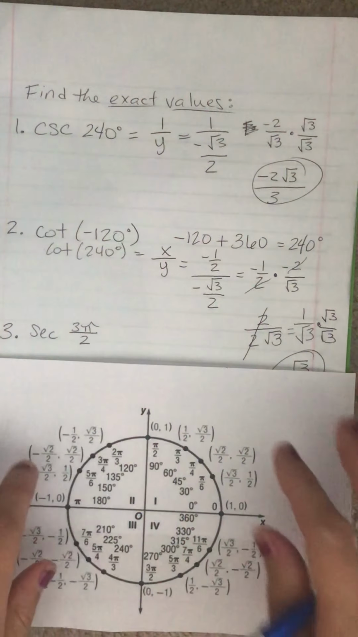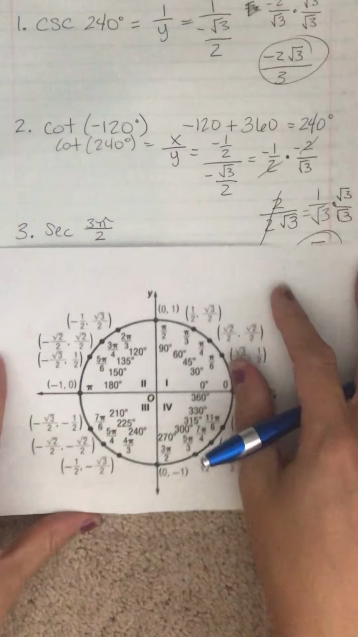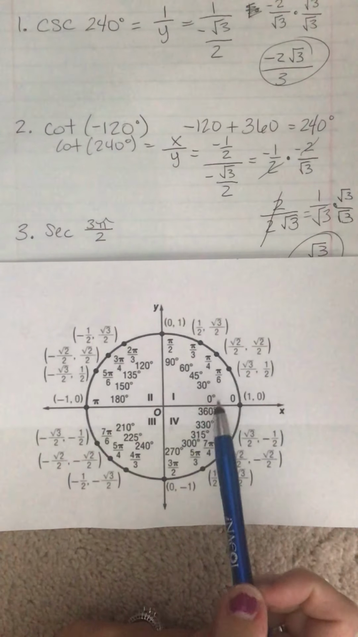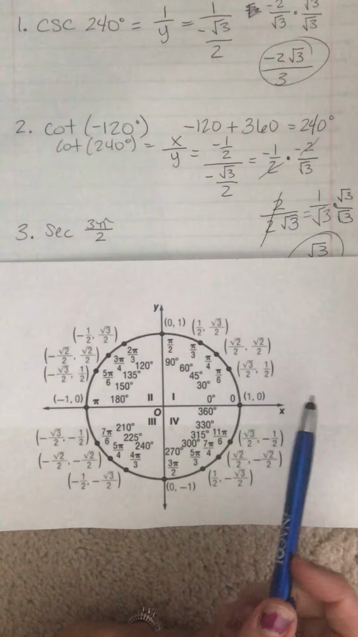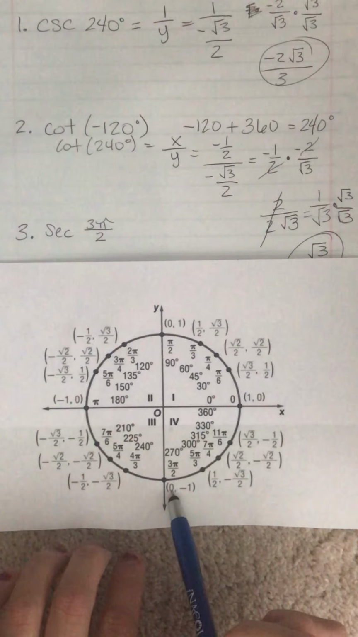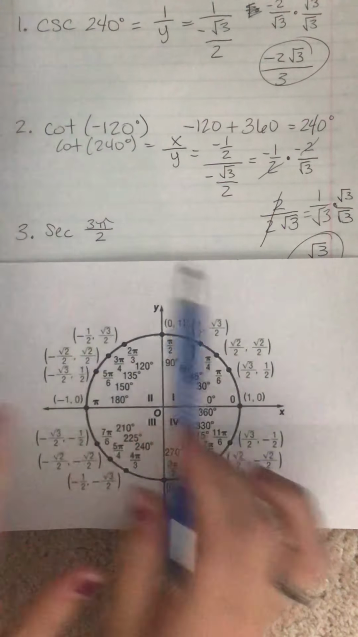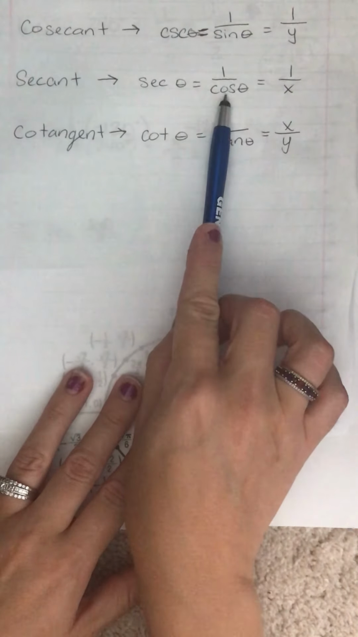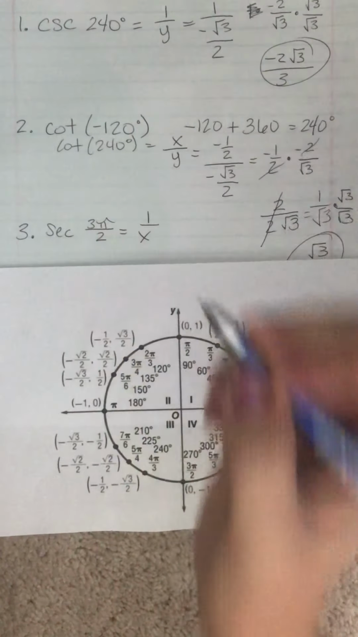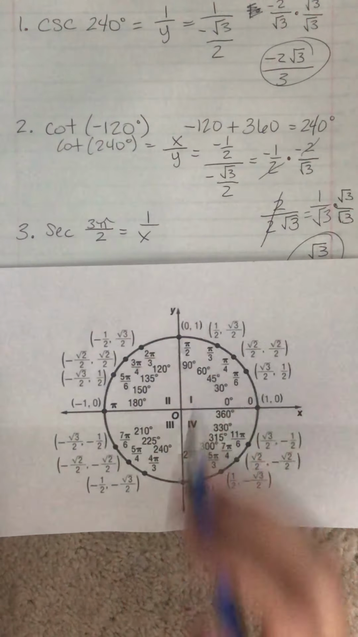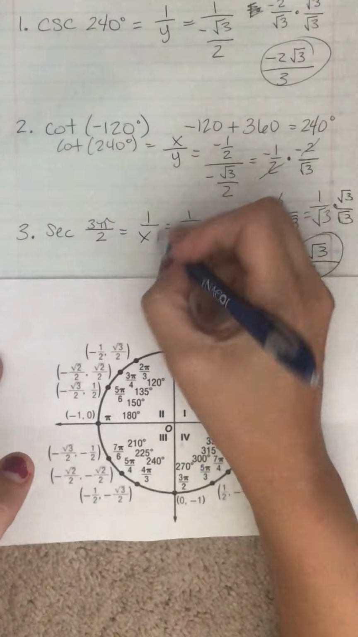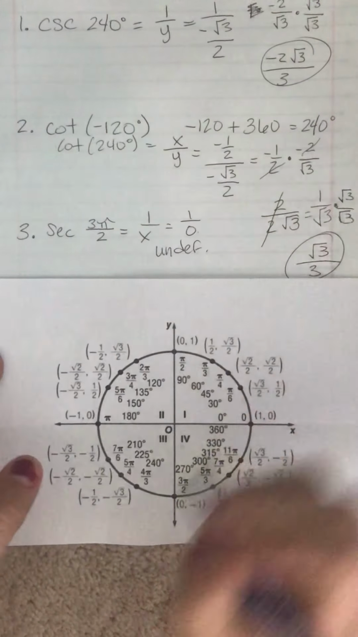Okay, here's secant of 3 pi over 2. So find 3 pi over 2. Here we go. Here's our x and our y. Secant is the reciprocal to cosine, so that's 1 over x. X is 0, so we have 1 over 0. And when 0 is in the denominator, that's undefined.